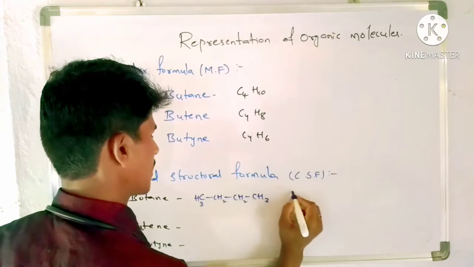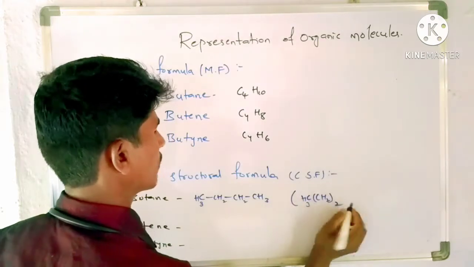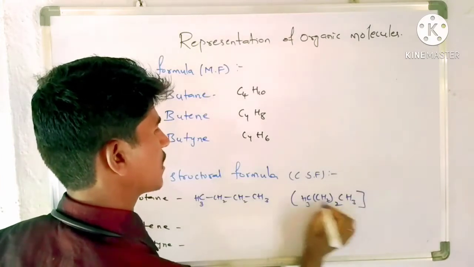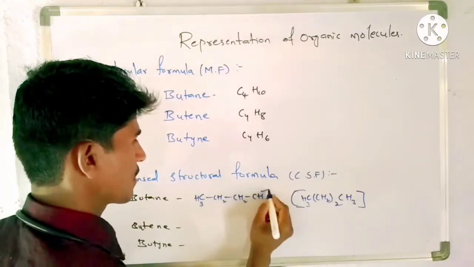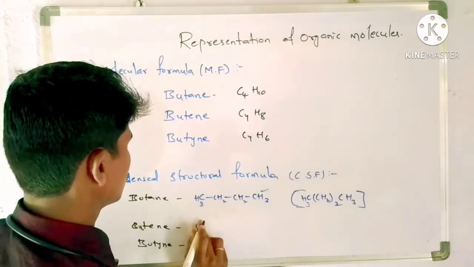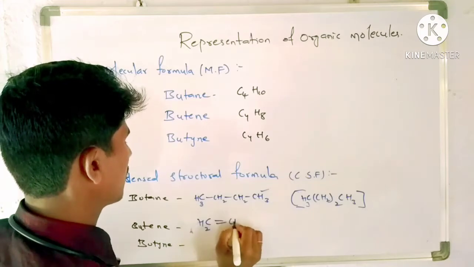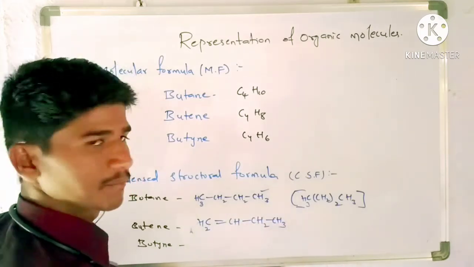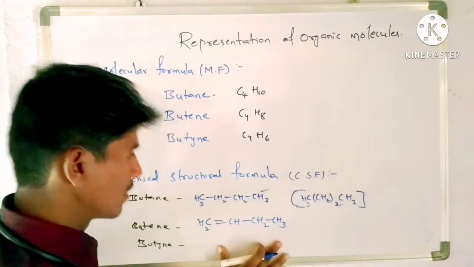Sometimes we may represent it like this also: CH3, then two CH2s, so CH2 taken twice, then CH3. This is also another way. These two are the condensed structural formula only, but this type of representation is preferred. For butene, it is CH2 double bond CH, CH2, CH3. This is the condensed structural formula.